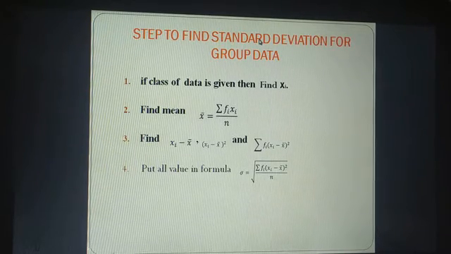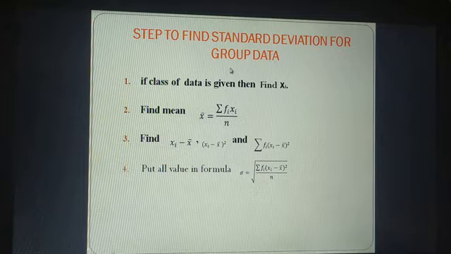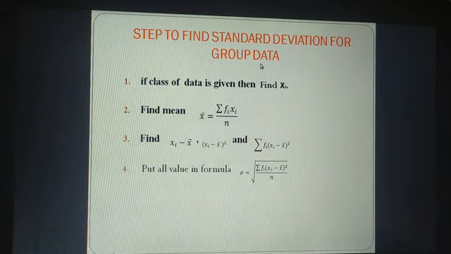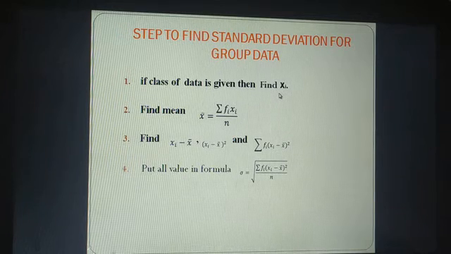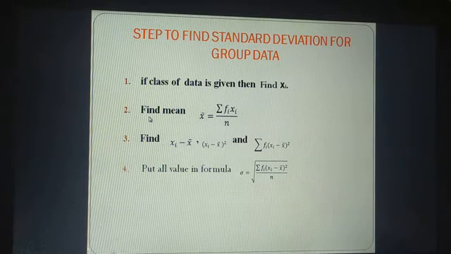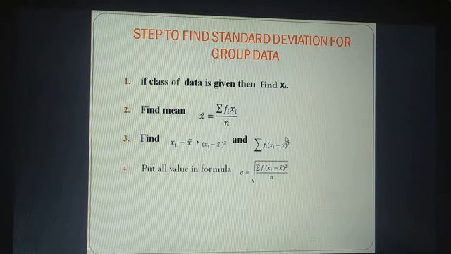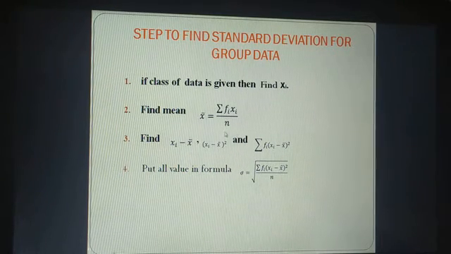Now the steps to find standard deviation for grouped data. If the class of the data is given, then first we have to find xi, then find the mean using this formula: x bar is equal to sigma fi xi upon n. Find (xi minus x bar) square and sigma fi into (xi minus x bar) square. Put all these values in the formula: sigma is equal to under root of sigma fi into (xi minus x bar) square upon n.